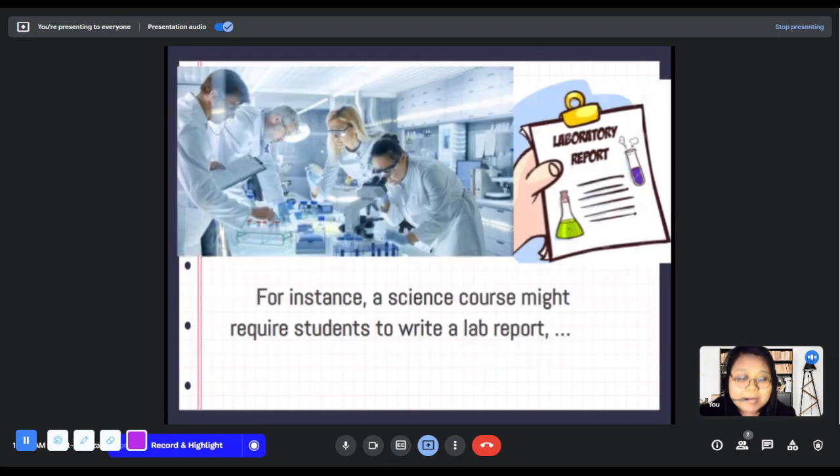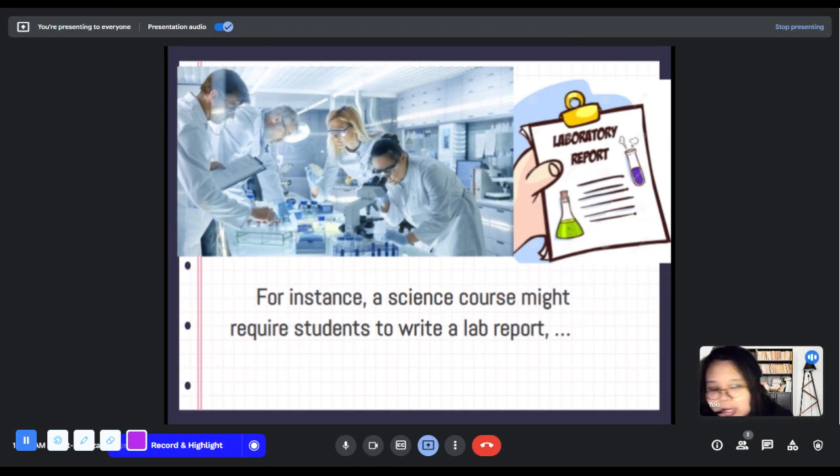We have a sample here. For instance, a science subject requires students to write a laboratory report. Then the focus, or the discipline, is science. So you will be focusing only on what happened in the laboratory. Meaning you have to be very objective. Your emotions and your thoughts about it are not required.